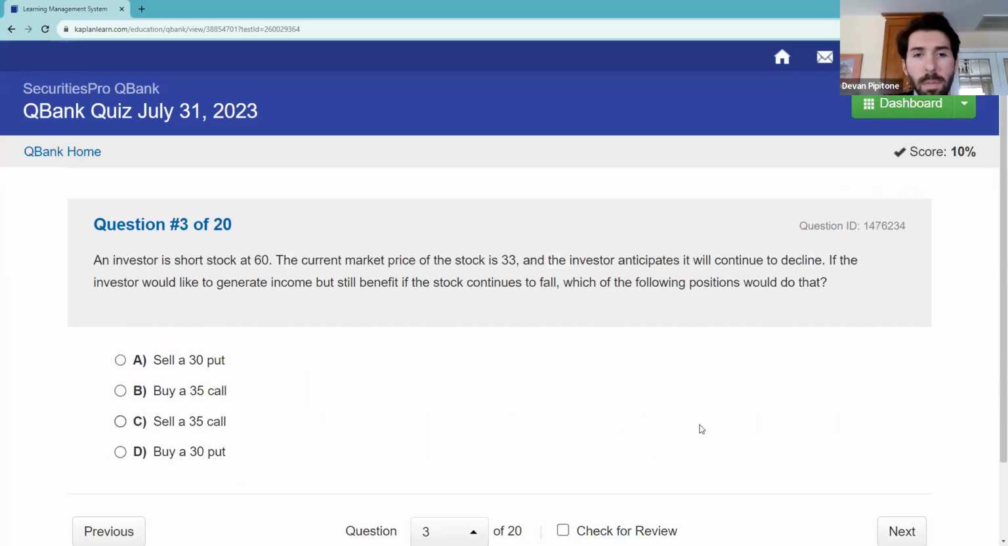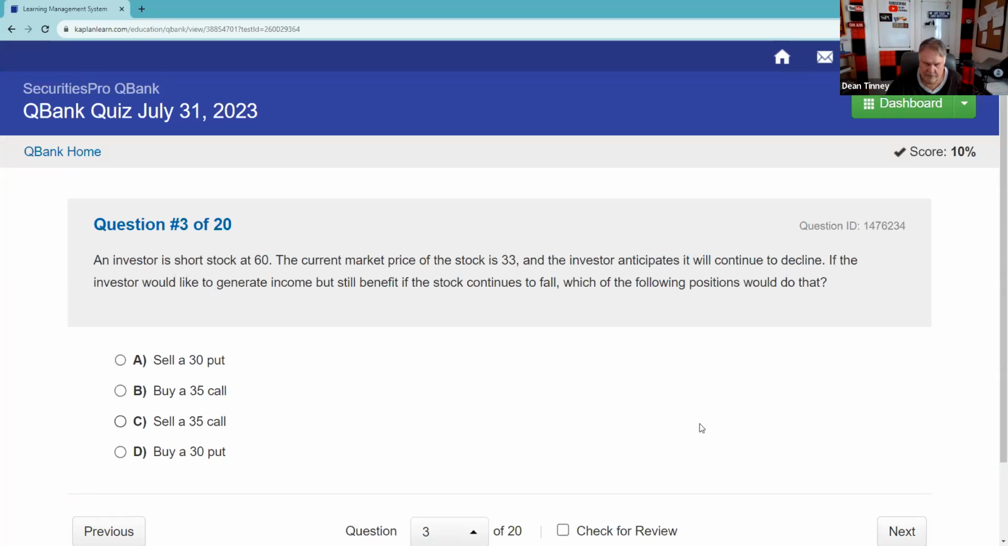28. All right. An investor is short the stock at 60. The current market price of the stock is 33. Wow, bueno. We're looking good. Investor anticipates it will continue to decline, or even better. We're trying to sell high and buy low, so everything's going according to plan. And the investor would like to generate income.